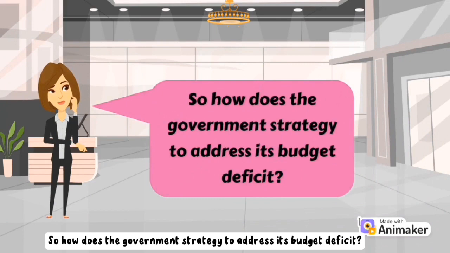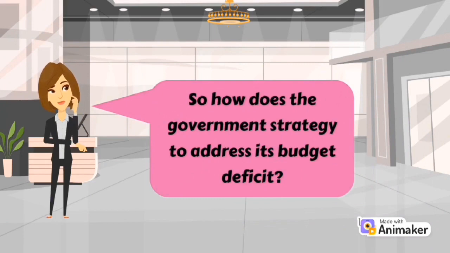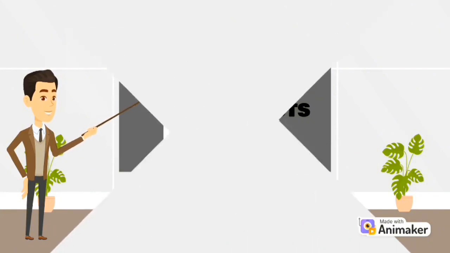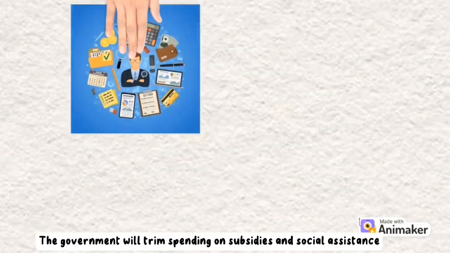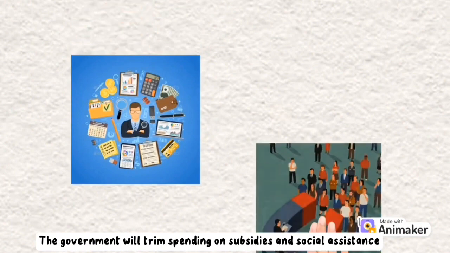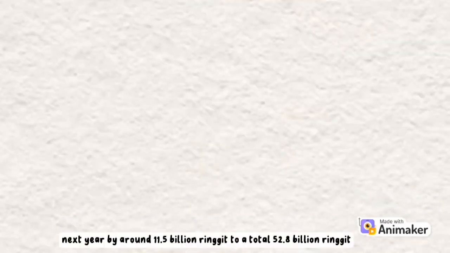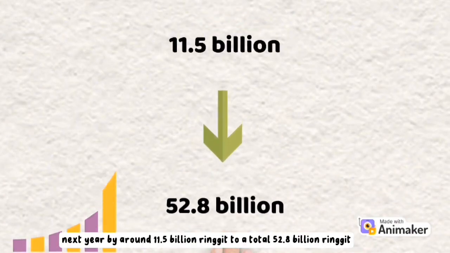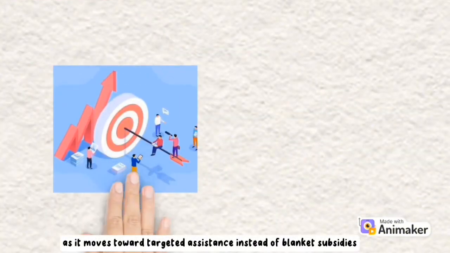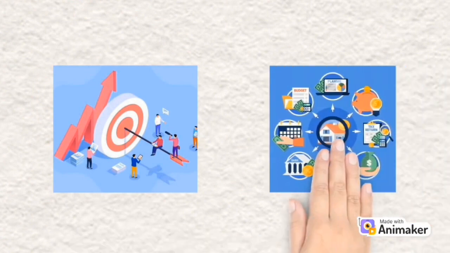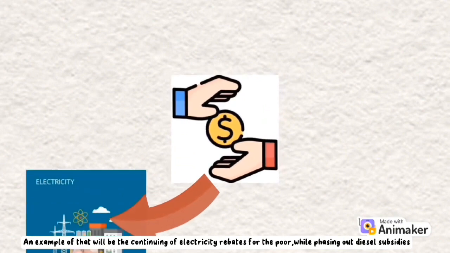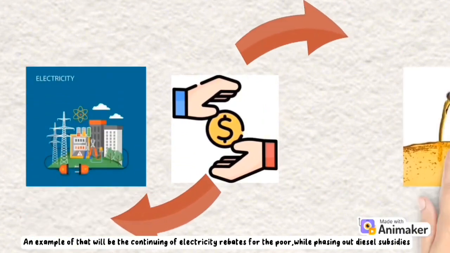So how does the government strategize to address its budget deficit? Firstly, implementing spending cuts. The government will trim spending on subsidies and social assistance next year by around 11.5 billion ringgit to a total of 50.8 billion ringgit as it moves toward targeted assistance instead of blanket subsidies. An example of that will be the continuing of electricity rebates for the poor while phasing out diesel subsidies.